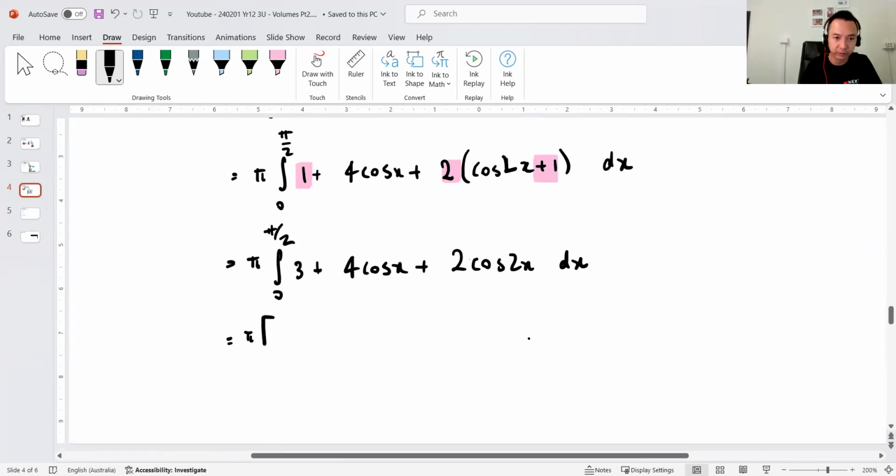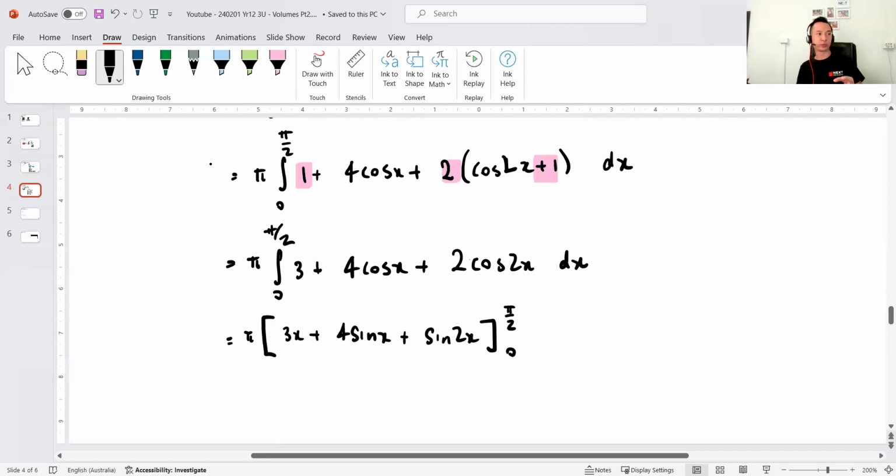It becomes pi 3x plus, now integrating that, that's just 4 sine x. Now for this one, reverse chain rule, I actually have the derivative of that in front. Perfect, right? That just becomes sine 2x on 2, from 0. Quick check, I think that's good. Yeah, and then subbing in all my limits.